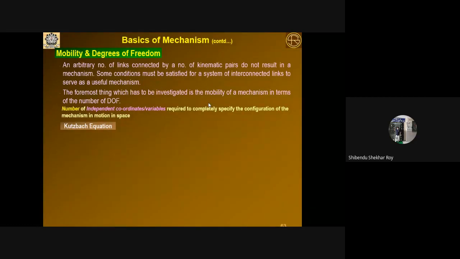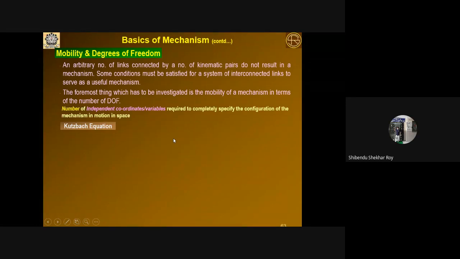Now, I already explained that in a mechanism, if you join an arbitrary number of links and connect them with a number of kinematic joints, it may not result in a mechanism. Some conditions must be satisfied for a system of interconnected bodies to serve as a useful mechanism. The foremost thing to be investigated is the mobility of the mechanism in terms of degrees of freedom. As already mentioned, degrees of freedom is defined as the number of independent parameters or independent coordinates required to completely describe its motion in space or plane.